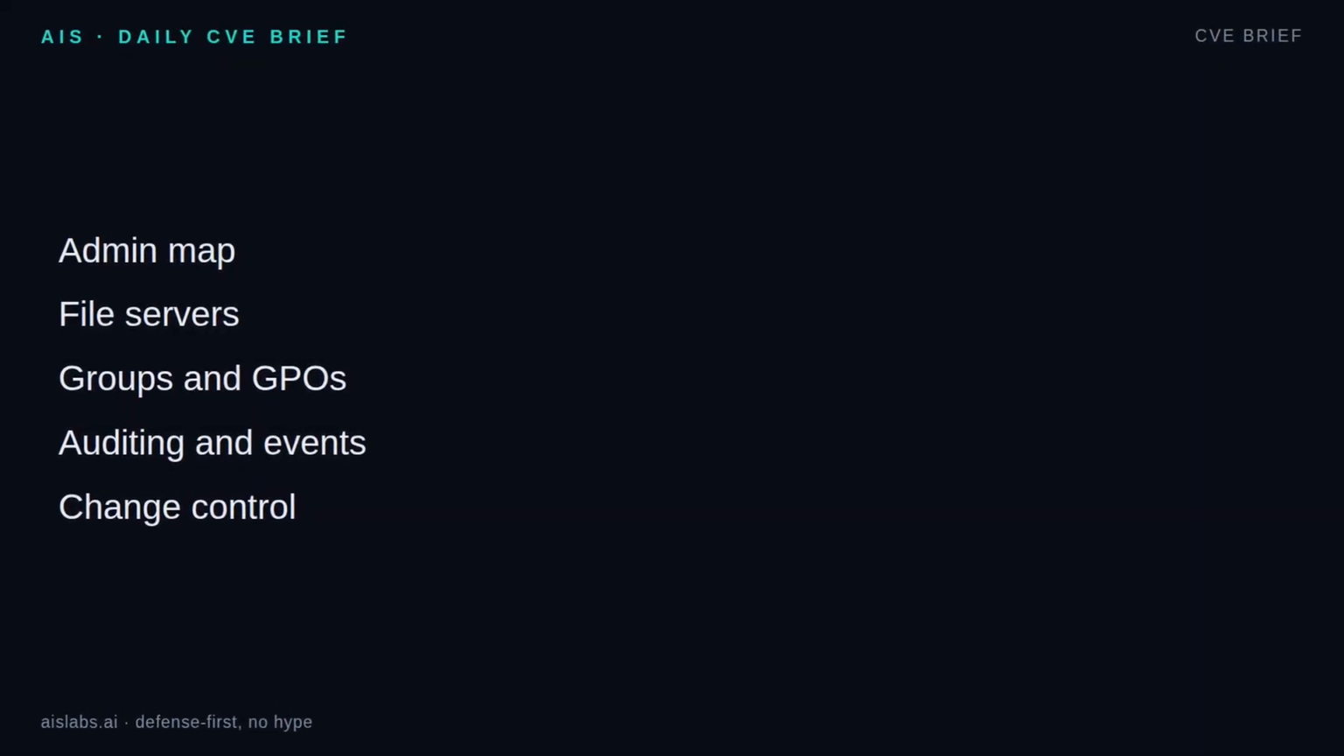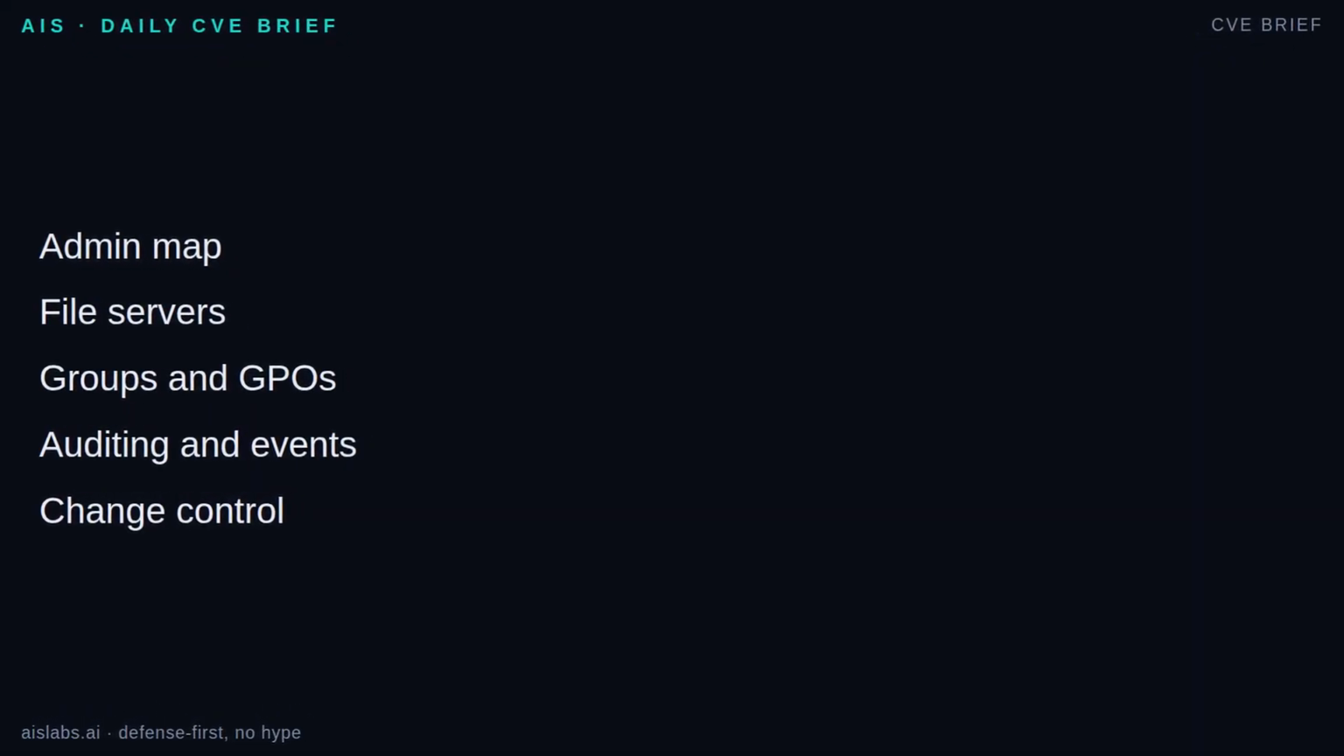NTFS permissions sit right in the middle of Windows administration. Active Directory groups should be your permission units. Users should not be sprinkled directly on folders. Group Policy, or GPO, can set some security baselines, but daily file server access is usually group membership plus share and NTFS design. Event logs tell you what failed or changed if auditing is enabled. Your automation job is not to make permission changes faster at any cost. It is to make them consistent, reviewable, and reversible. Good ACL scripting connects identity, file servers, audit policy, and change control.